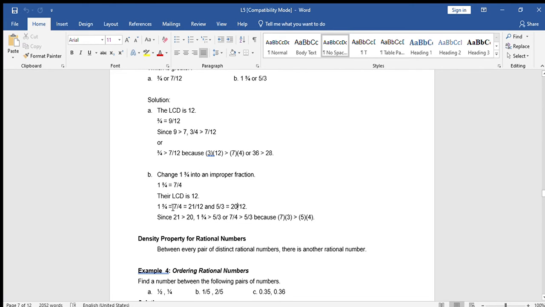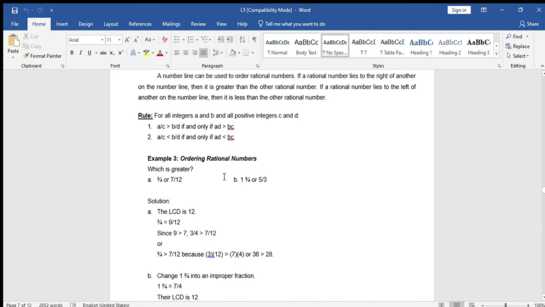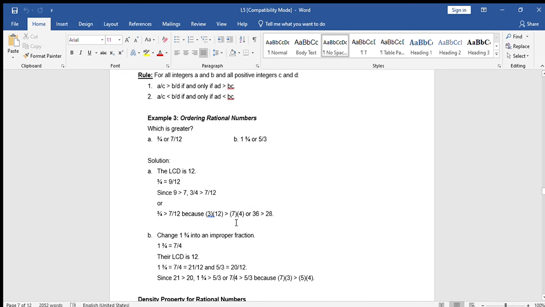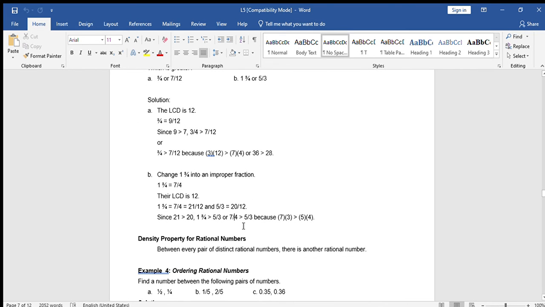Or, for 7/4 or 5/3, we follow rule number 1, where we multiply 5 and 4, and 7 and 3. Okay, to see which is greater. 7 times 3 is 21. 5 times 4 is 20. So that means 7 times 3 is greater than 5 times 4, which means that 1 whole and 3/4 is greater than 5 over 3.